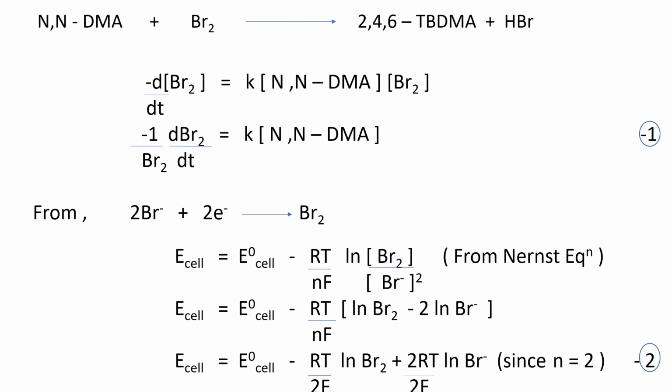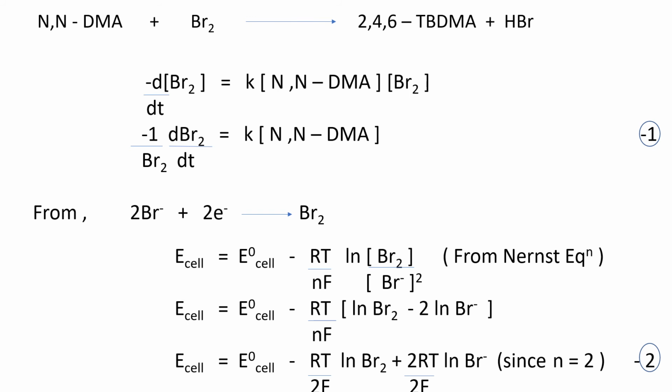So I am taking this Br2 to the left side. So you will get minus 1 by Br2 dBr2 by dt, it is equal to K into N,N-dimethyl aniline. That is equation 1. Next you take the reaction, that is 2Br minus minus 2 electrons gives Br2.